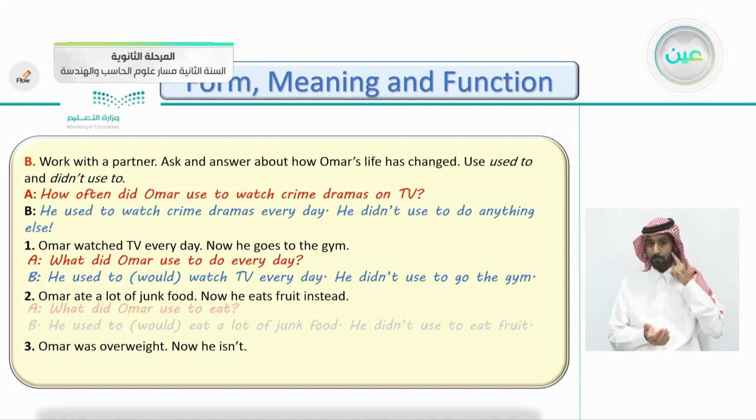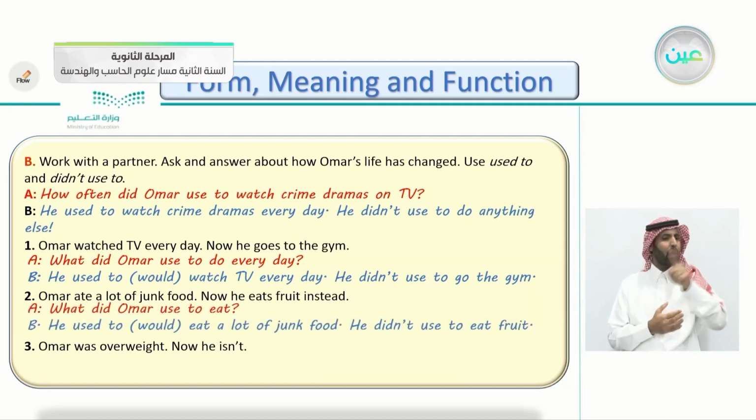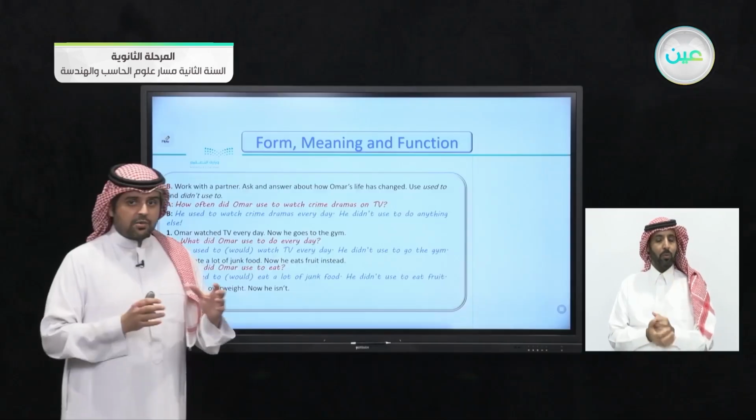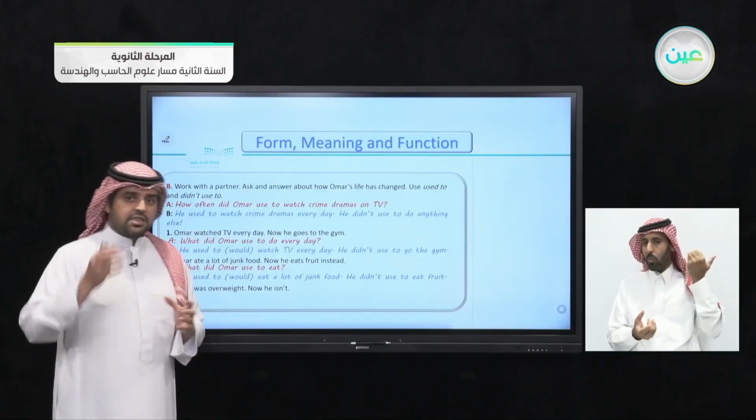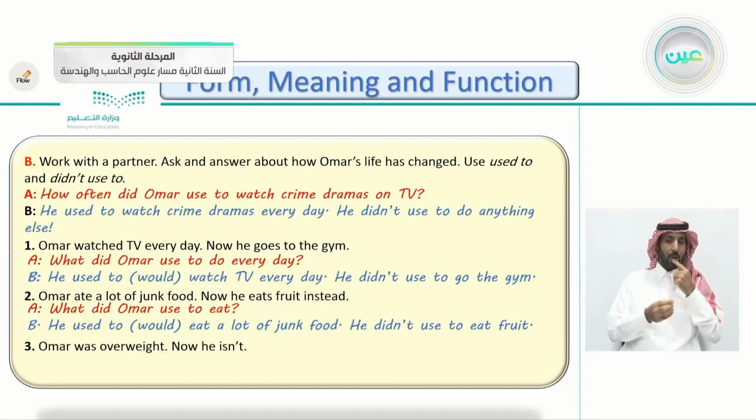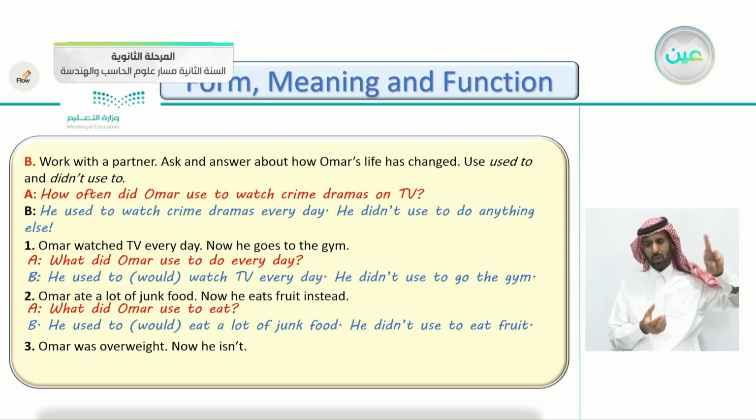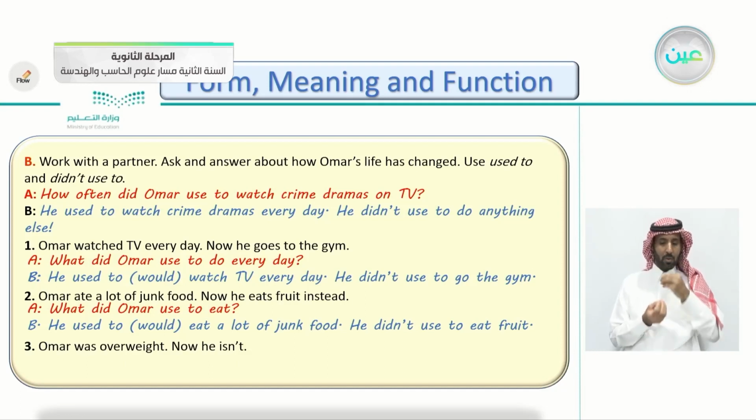Yes, that's great. The question is, what did Umar used to eat? Because here we're talking about what was he eating? Junk food and fruits. So this is why we're asking, what did Umar used to eat? The answer is, he used to or would eat a lot of junk food. He didn't used to eat fruit.